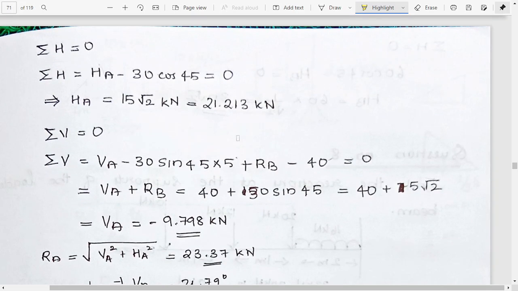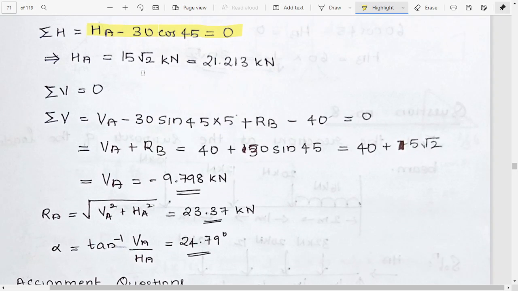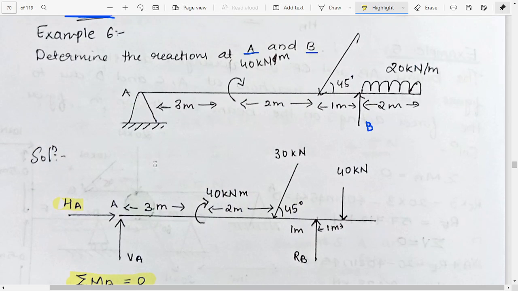Then we can find the value of summation of H is equal to 0. Then here we have HA minus 30 cos 45 is equal to 0. Why? Because as you can see here, we have one horizontal force HA and the other is 30 cos 45 in this direction. So if we equate, we get the value of HA, then we'll get the value of VA, then we can find the value of RA, then we can find the value of alpha. It's just the same thing. We are just doing it again and again.